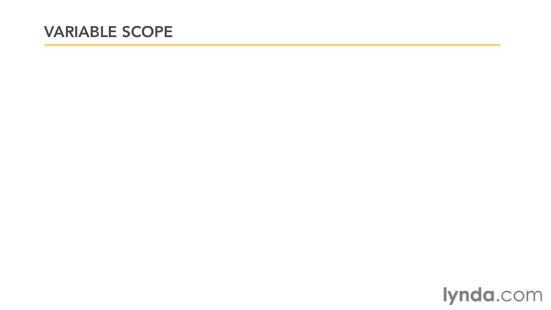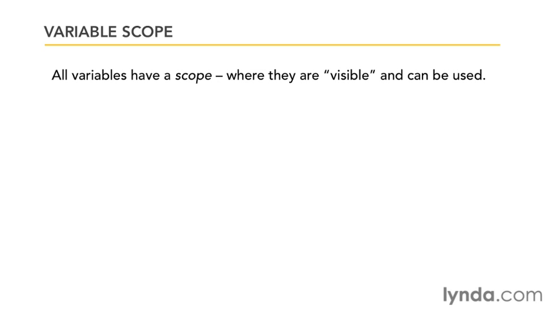One of the other common gotchas that you have to watch out for when you're using languages like C# or Objective-C or Java or anything else that's a compiled language is the notion of variable scope. All variables have what's called a scope. This is where the variable is visible to the code and can be used. So let's take a look at an example and then I'll explain it.